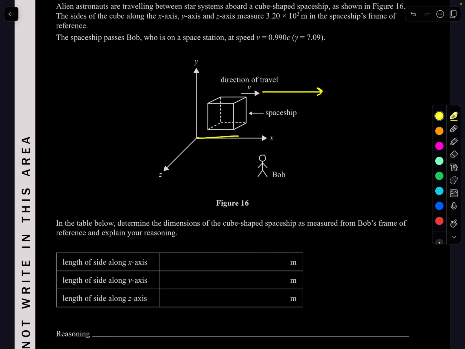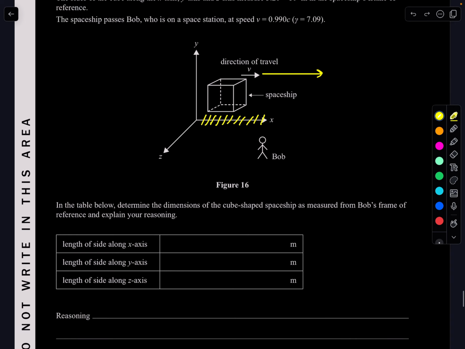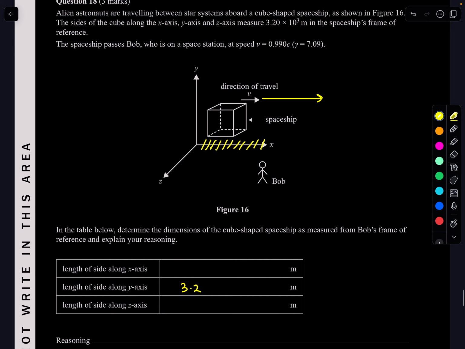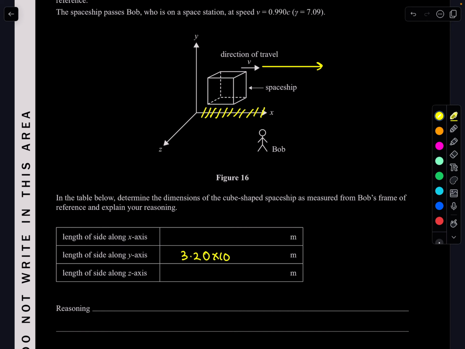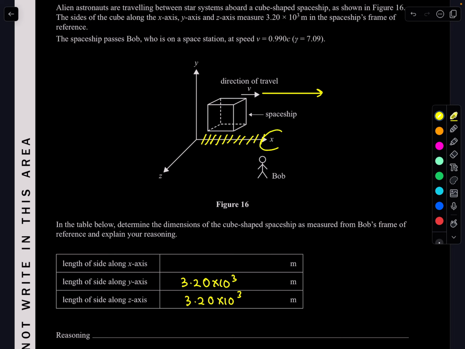In the x-axis, this is where length contraction is going to happen. Only in the x-axis. Nothing's going to be affected in the y and z. So what will be the measured? y and z are going to be the same, which is 3.20 times 10 to the power 3. Also, this is 3.2 times 10 to the power 3. And of course, the side that's in x, which is parallel to the direction of motion, is going to be contracted. It's easier to find the contracted length.